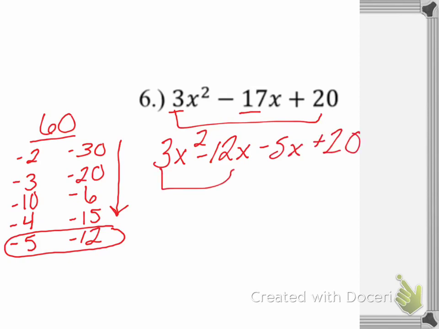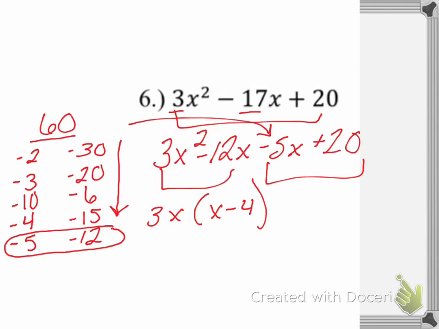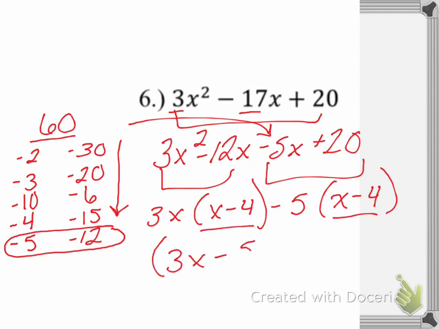Go ahead and group and factor. So the first group, the GCF would be 3x, leaving me with x minus 4. This term's negative, so I got to take out a negative 5, so that leaves me with x minus 4 again. I know I've done it right because those are the same. And then my final answer is 3x minus 5 and x minus 4.